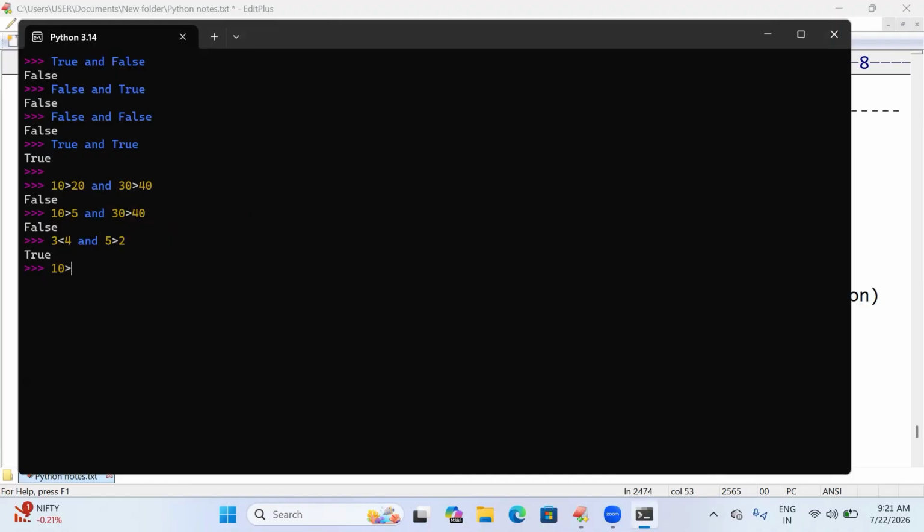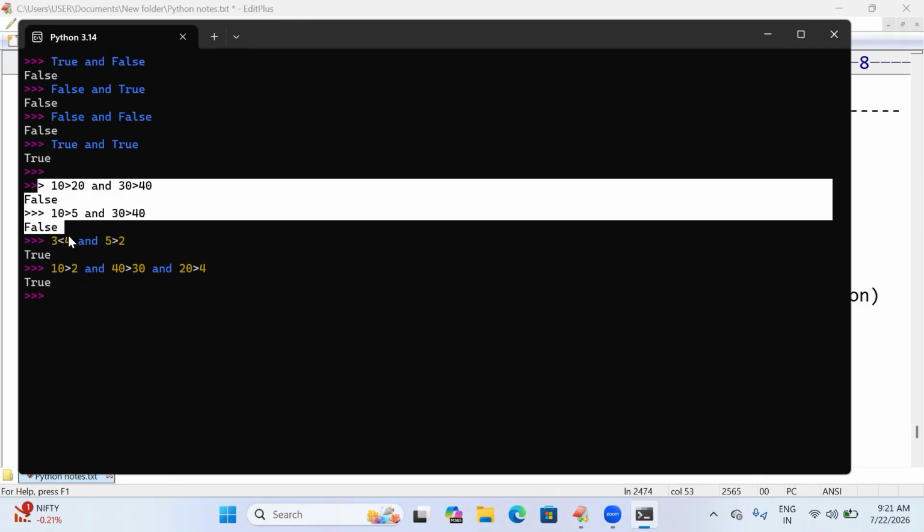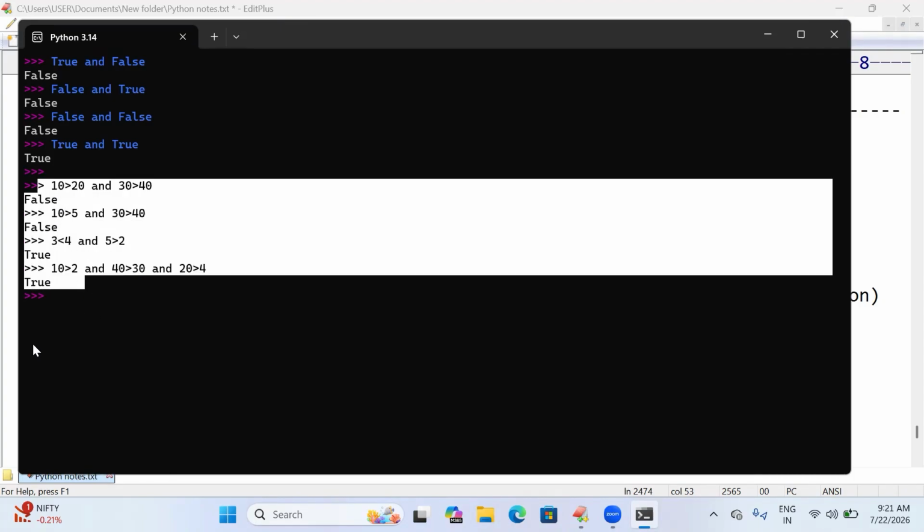10 greater than 2 and 40 greater than 30 and 20 greater than 4. If we see this, 10 greater than 2 is true, 40 greater than 30 is true, 20 greater than 4 is true. This type of evaluation is also known as full length evaluation. The answer is going to be written as true. See here, true has been returned, right? These examples are considered under level 2 examples.